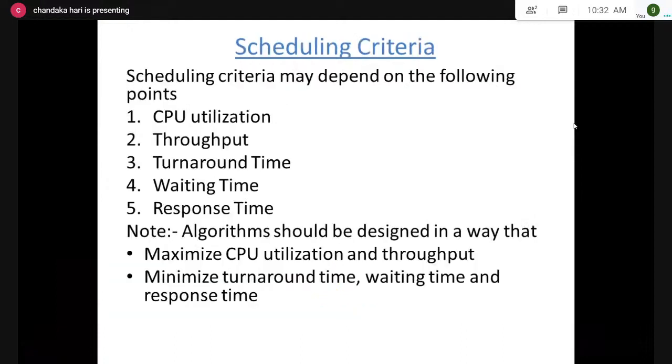Now coming to the next very important one, scheduling criteria. Whatever scheduling algorithms you design must satisfy the following five points: CPU utilization, throughput, turnaround time, waiting time, and response time. You have to design an algorithm in such a way that CPU utilization and throughput are maximized, and turnaround time, waiting time, and response time are minimized.